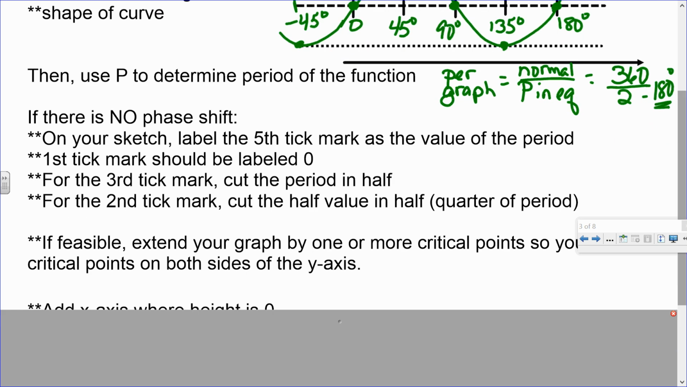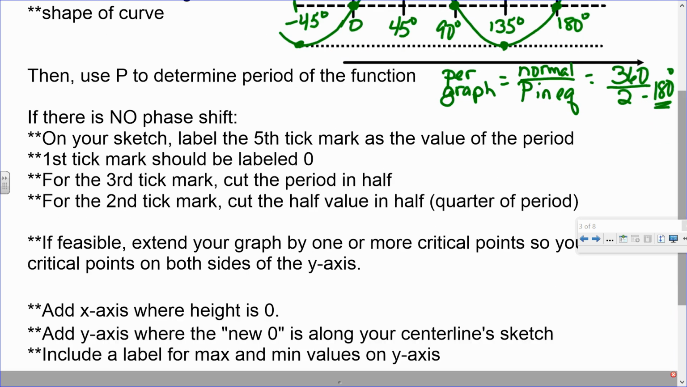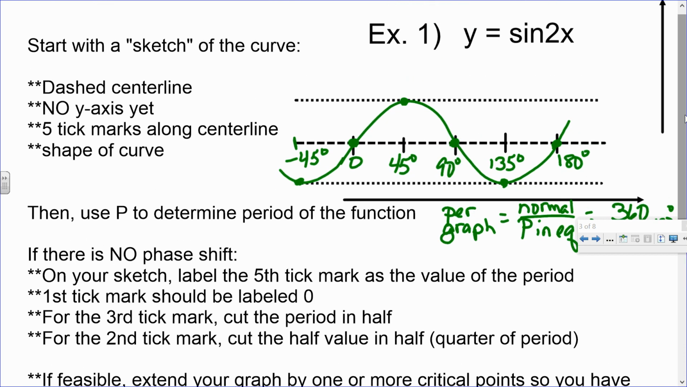Okay. Now we still need to add the axes, and we need to label max and min. Make sure our graph is finished up. So what is my center line for this graph? 0, which means that center line is actually the horizontal axis. So I can now change it so that it is solid. Make sure that I've got the arrow on the end of it, and make sure it's labeled with the same letter as the equation.